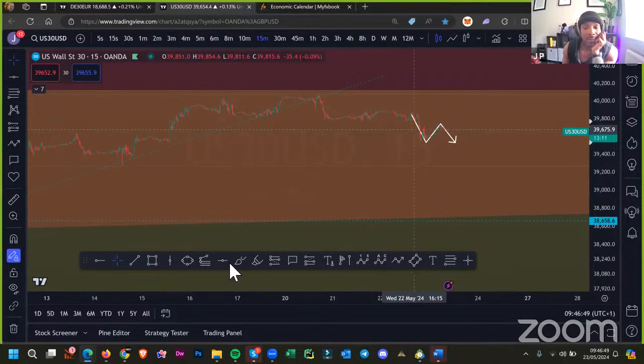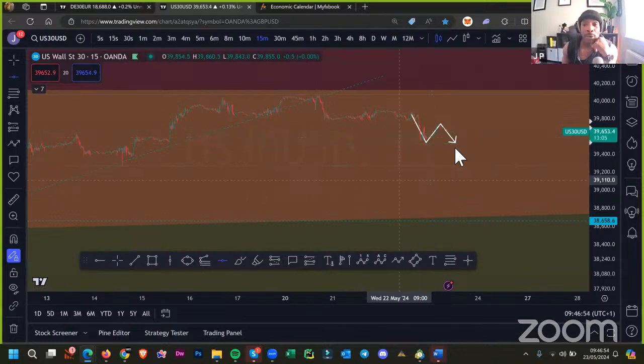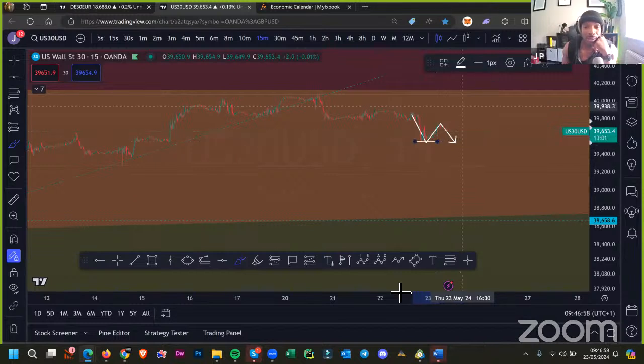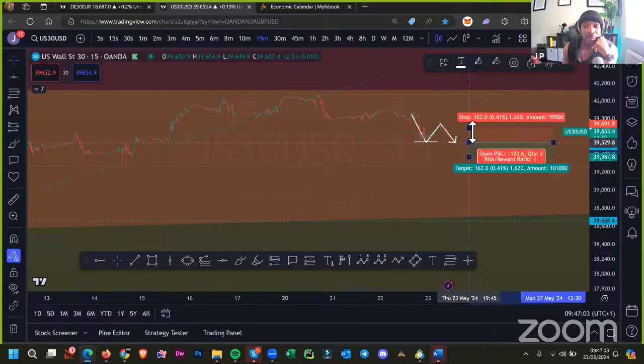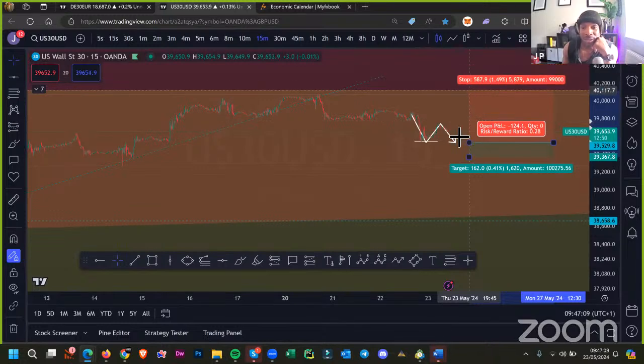Here, there may be a possible entry here and stop above the last swing high. Or if you want to be safe, the last swing high over here. Now, I don't really want to take a US 30 trade with a 593 pip zone. I don't. I'll be honest with you.